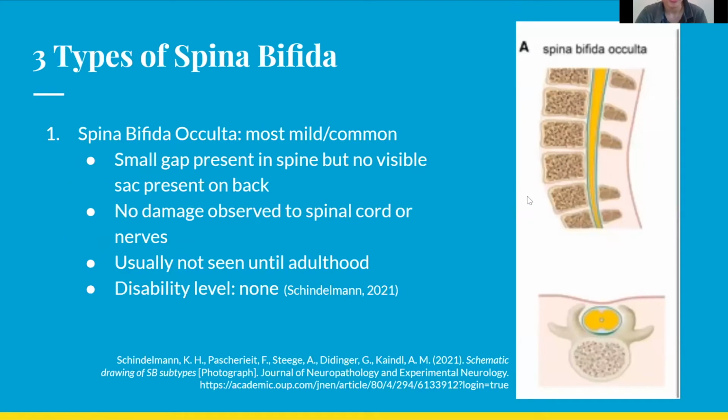The first here is called spina bifida occulta. This is the most mild and also most common form of this disorder. When this happens, there's a small gap present in the spine, but no visible sac is present along the individual's back. Because of this, there's usually no observed spinal cord or nerve damage, allowing for almost no disability to be evident. Most individuals will actually go through their late teens and even adulthood without knowing that they have this. The only symptom that may indicate that they have spina bifida occulta in these people would be a small hairy patch or dimple present along the side of the defect.